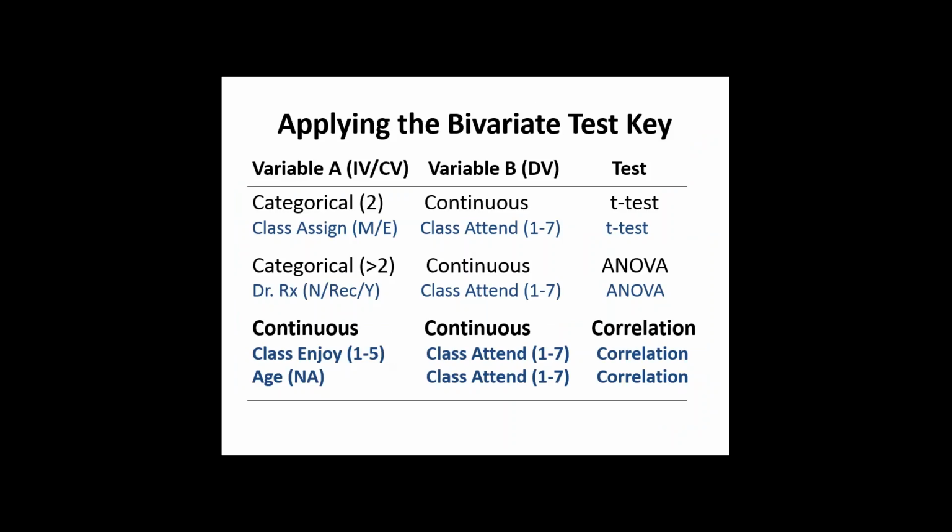So now we might want to move on to our situation where variable A and B are both continuous. And you can see on the bottom of the table, when they're both continuous, such as class enjoyment and class attend, or age and class attend, we would use a correlation. Specifically here, we'll use a Pearson R correlation.